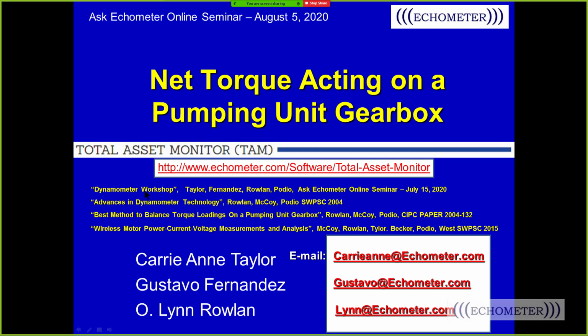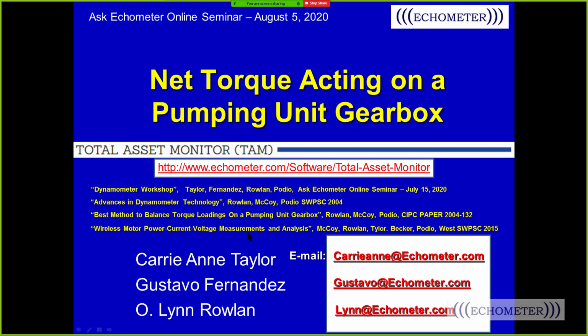During the dynamometer session on July the 15th, the topic was dynamometer workshop, but Dr. Podio also presented how to do a counterbalance effect test. So we're going to refer to counterbalance effect for torque calculations, and we'll talk about the other 2 methods that are somewhat related.